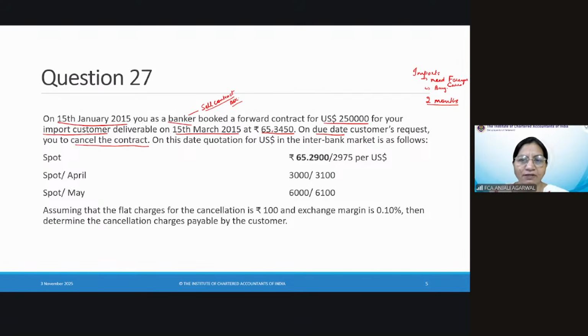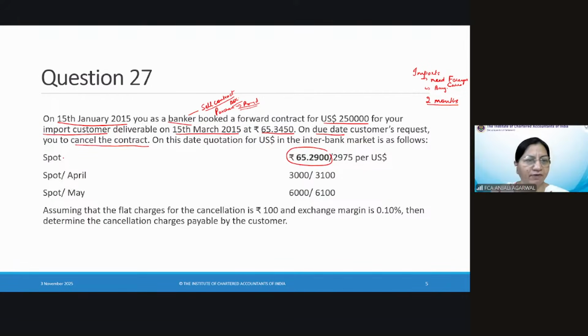So, if he is not able to buy these dollars on 15th March, he will have to cancel the contract. He will have to take the opposite position. So, he will sell these dollars to the bank again. So, the bank has entered into a purchase contract. When the bank will purchase, the bid rate would be applicable. Okay, so the bank has sold at 65.3450, but the bank will buy at 65.2900. This is on the due date.